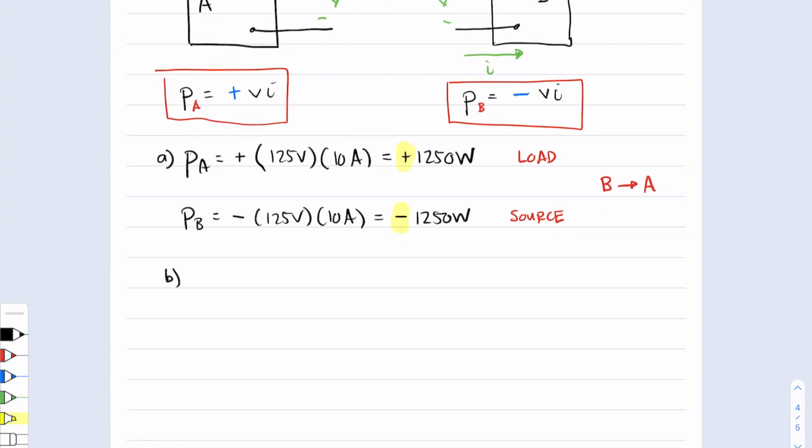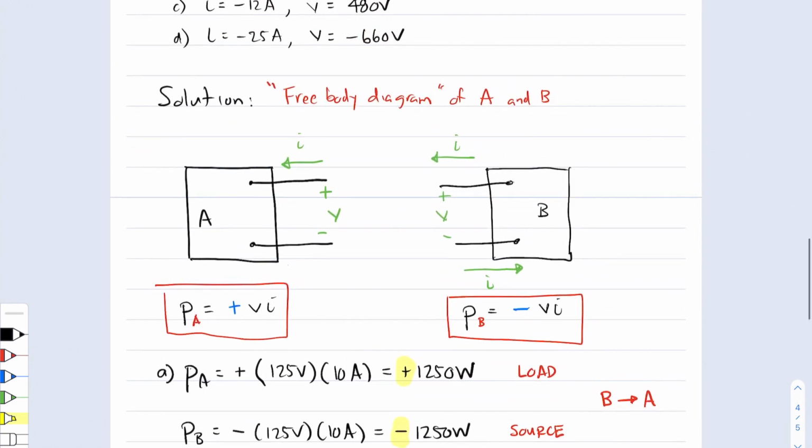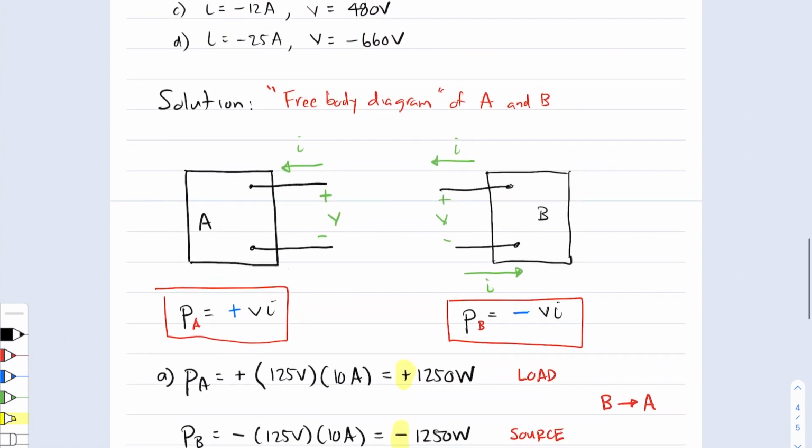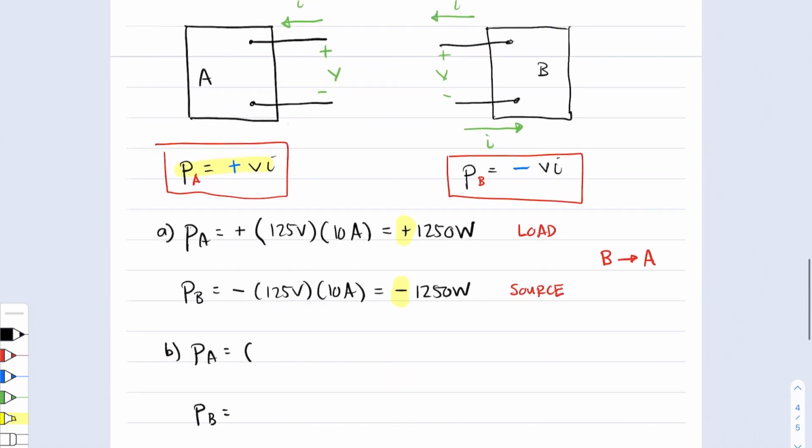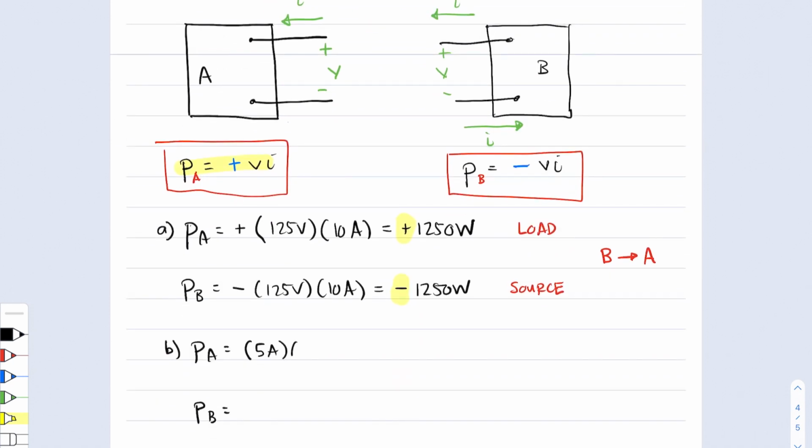Let's take a look at B. So PA and PB we can calculate again, right? Except now this time I is 5 amps and voltage is minus 240 volts. So here for A, we're using the same equation that we had previously, with no minus sign. So that is 5 amps times minus 240 volts. Notice that I switched V and I. That's perfectly permissible. Multiplication is commutative.